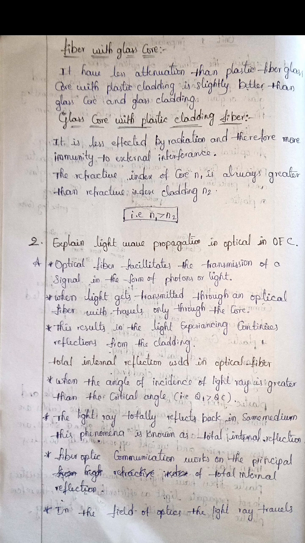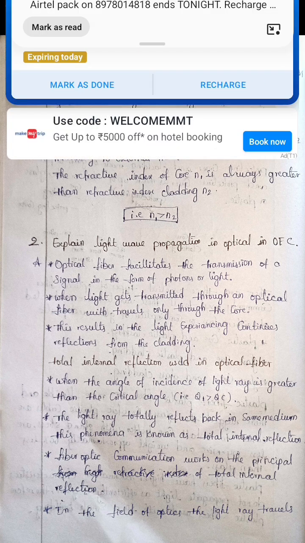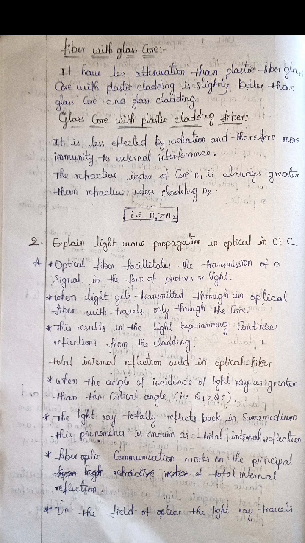Fiber with a glass core has less attenuation than plastic fiber. Glass core with plastic cladding is slightly better than glass core with glass cladding. Glass core with plastic cladding fiber is less affected by radiation and therefore has more immunity to external interference. The refractive index of the core, N1, is always greater than the refractive index of the cladding, N2. That is, N1 is greater than N2.